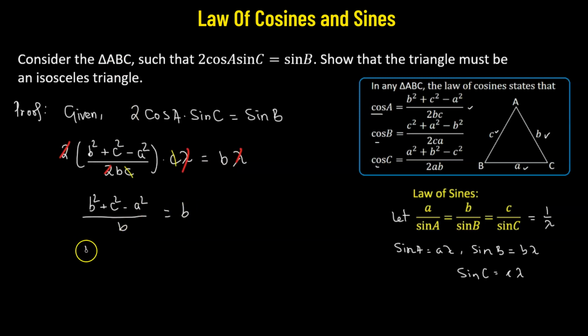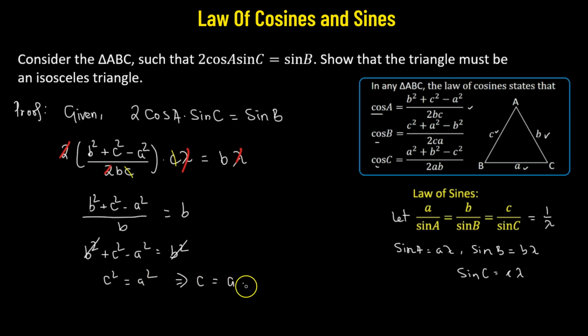So cross multiplying b, we get b squared plus c squared minus a squared equals b squared. So we can cancel out b squared from both sides and we get c squared equals a squared, which gives us c equals a.